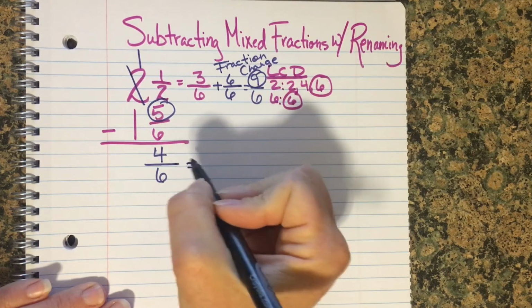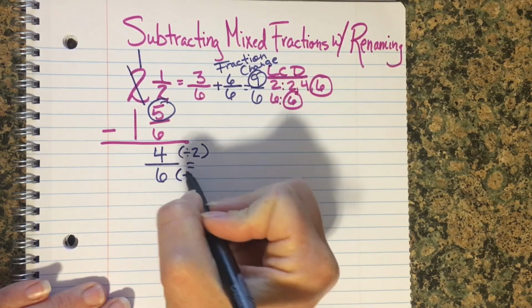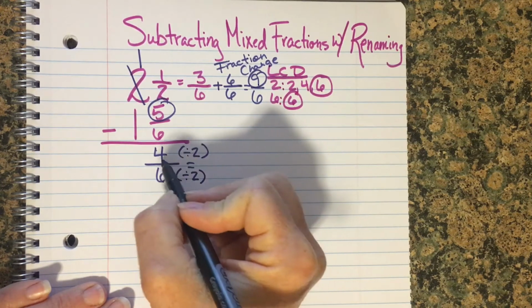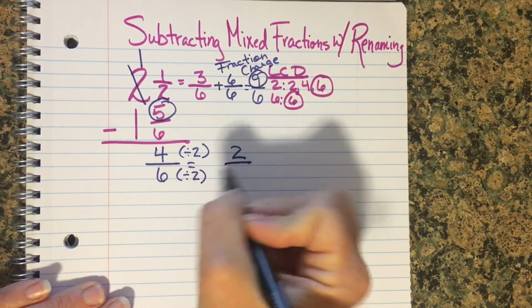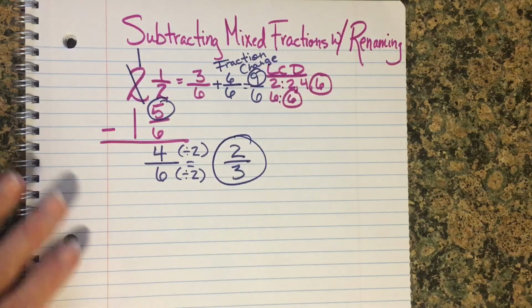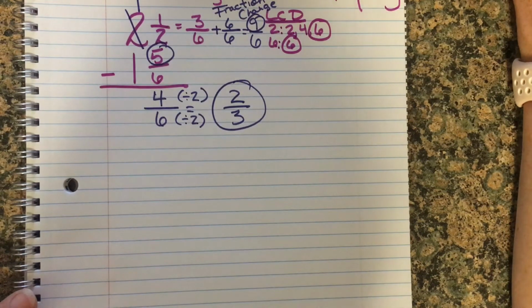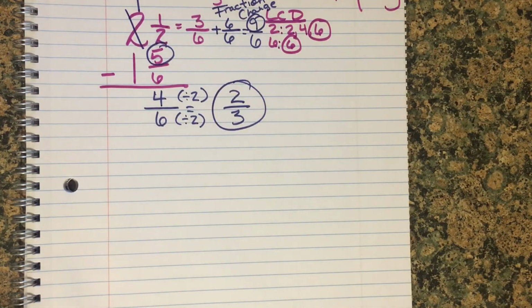4/6 can be simplified. If I have an even on the top and bottom, I can always divide by 2. 4 divided by 2 is 2. 6 divided by 2 is 3, and I'm done. I'm going to show you one more example before you have your practice.